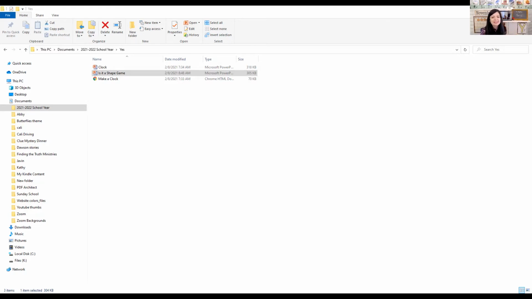Is this shape a triangle? Yes. Is this shape an oval? No. What's this shape? It's a diamond or a rhombus. Good. Is this a diamond? Yes. Is this an oval? Yes, it is an oval.